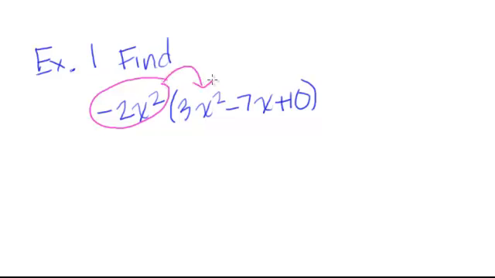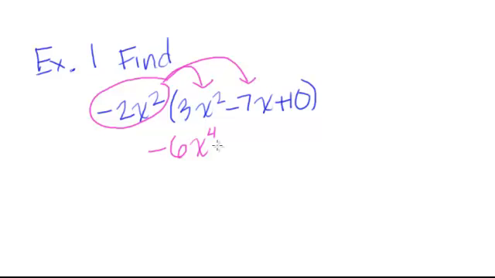So I start by distributing it to the first term of the polynomial. So negative 2x squared times positive 3x squared. Negative 2 times 3 will give us negative 6. X squared times x squared becomes x to the fourth. The reason it becomes x to the fourth is because we are multiplying two variables that are the same, so we add the exponent.